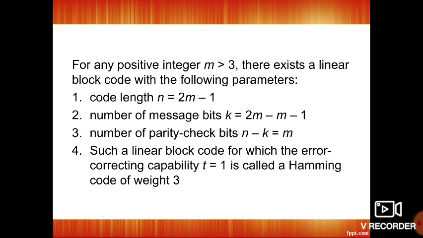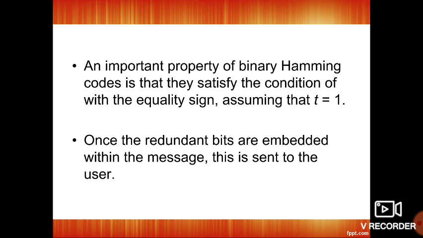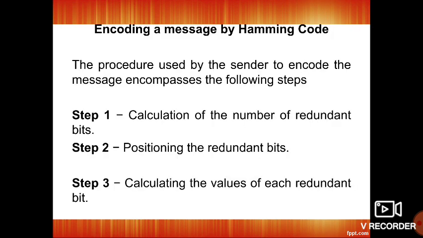So t is equal to (d minimum minus 1) by 2. The code length is always n equal to 2^m minus 1, where m is greater than or equal to 3, an integer. The number of message bits k equals 2^m minus m minus 1. The number of parity check bits n minus k equals m. The important property of Hamming codes is that they satisfy the equality condition, assuming t equal to 1, once the redundant bit is embedded within the message that is sent to the user.